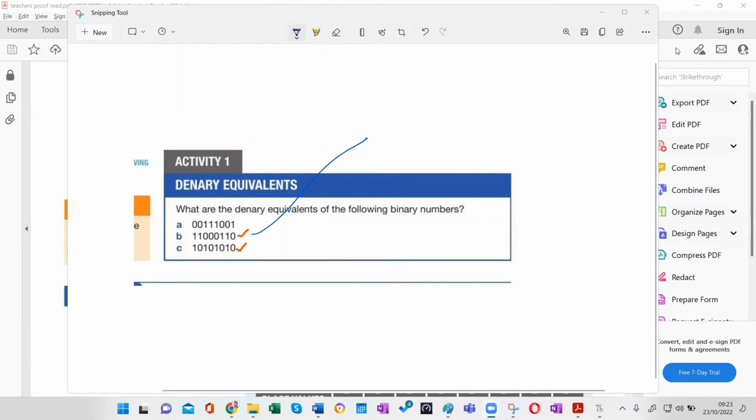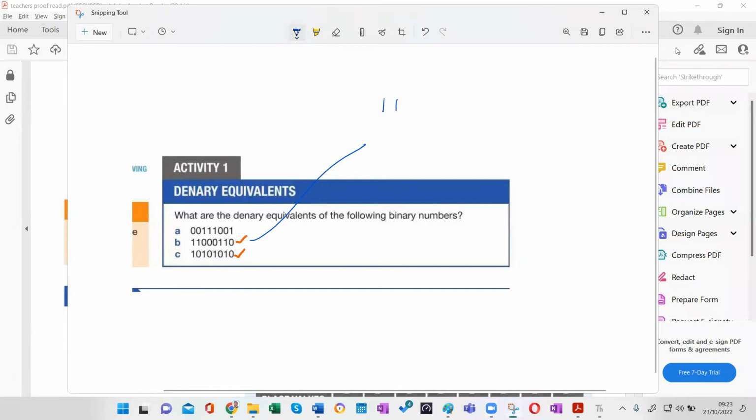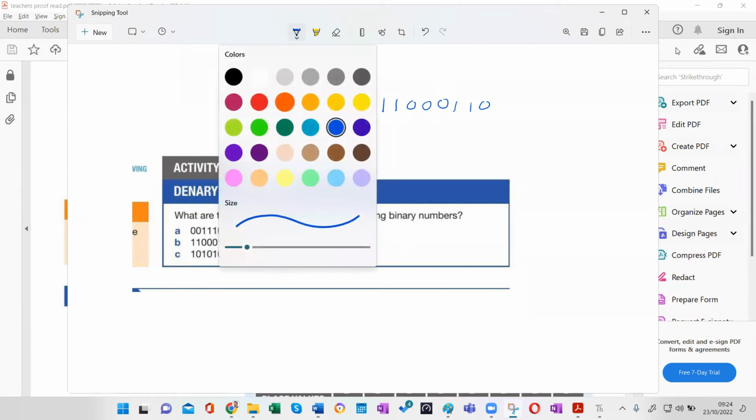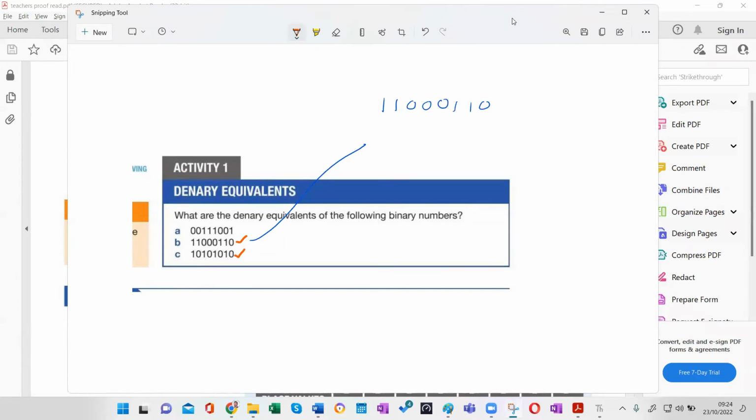Okay, let's take this one. We are converting binary to denary, right? So first we'll write 1, 1, 0, 0, 0, 1, 1, 0. Those who are sending me the answers, I will check in a moment, right? All right, 1 2 3 4 5 6 7 8. What do you do? You write the positional value, or the place value. 1, 2, 4, 8, 16, 32, 64, 128.